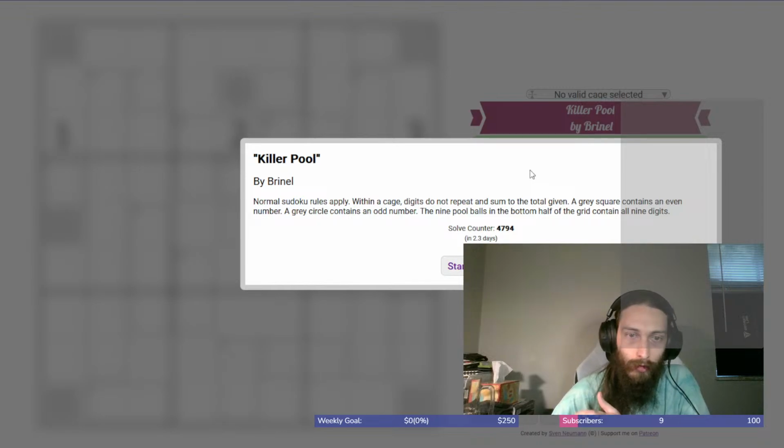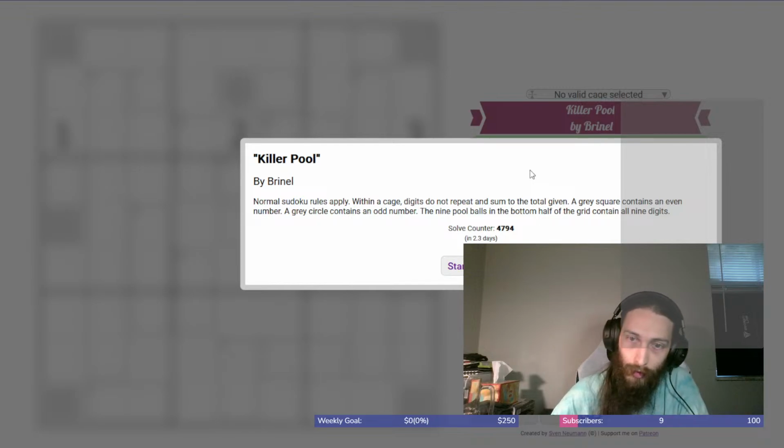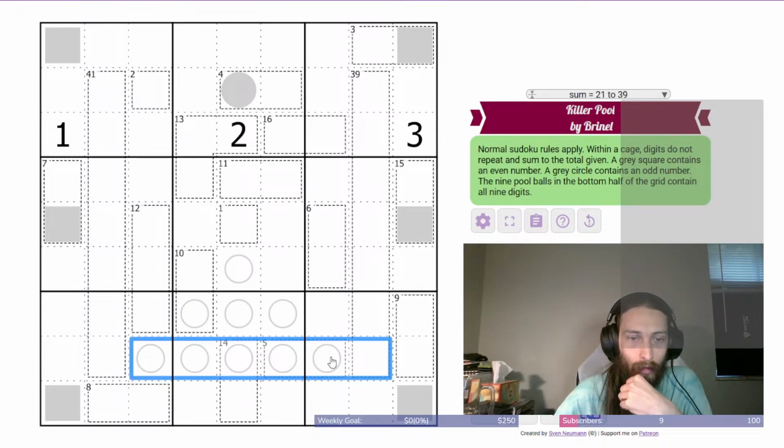Alright, so the next one is Killer Pool by Brunel. Normal Sudoku rules apply. Within a cage, digits do not repeat and sum to the total given. A gray square contains an even number. A gray circle contains an odd number. The 9 pool balls in the bottom half of the grid contain all 9 digits. Alright, that would be these.